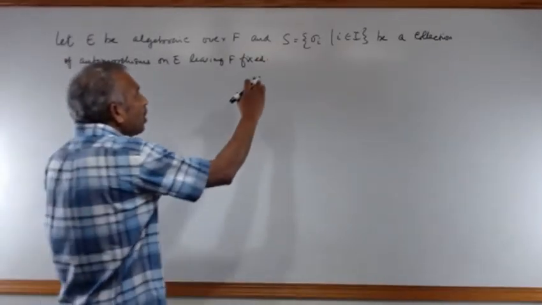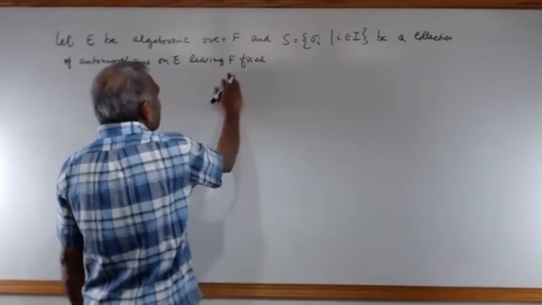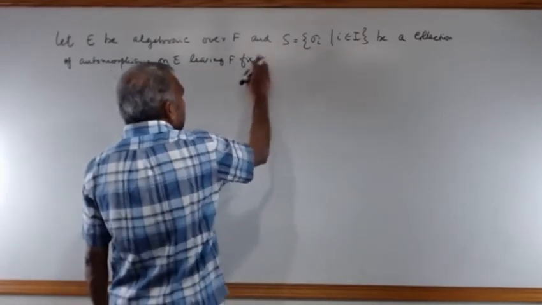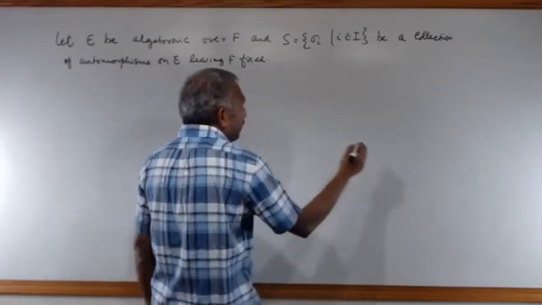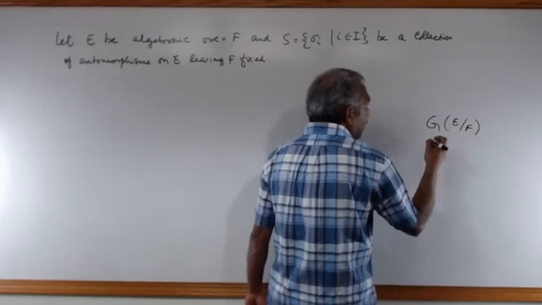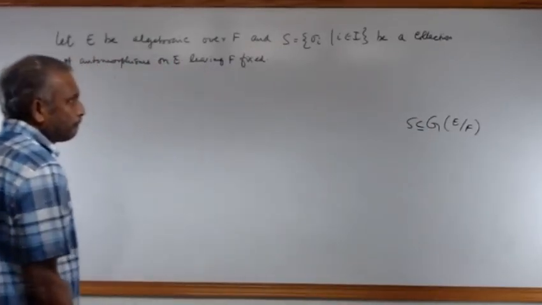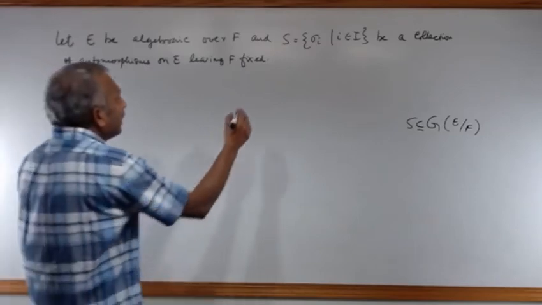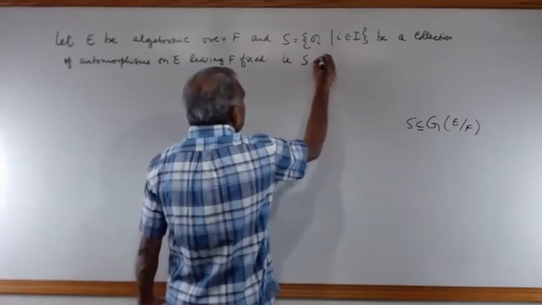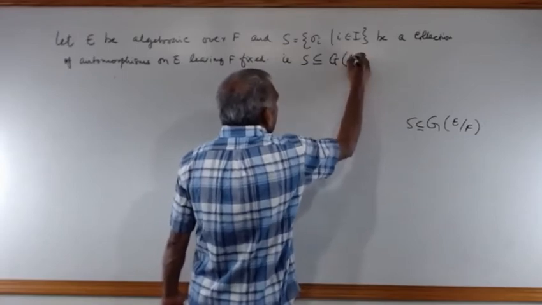This is not the complete collection of all automorphisms that leave F fixed. It's a sub-collection of this. The whole collection we normally denote as G(E/F). So S is actually a subset of G(E/F).